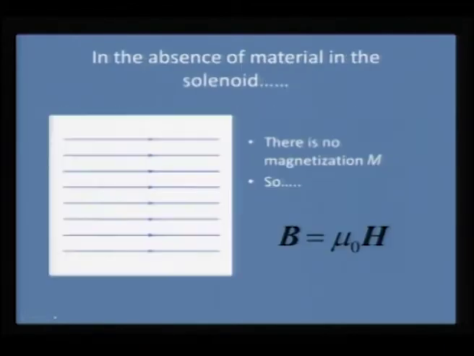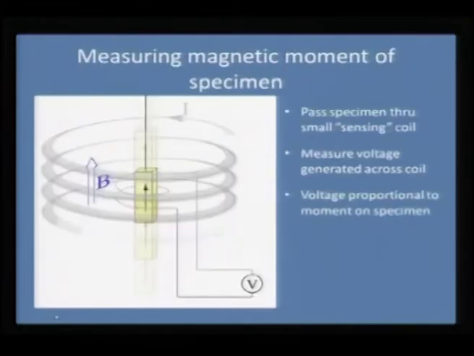So, two things are interconnected, and your mu 0 is nothing but the permeability of free space. In case there is no magnetization, if the material is not magnetic, then your flux density is equal to mu 0 H. But if the material is magnetic, then the other parameter also will come into the picture.